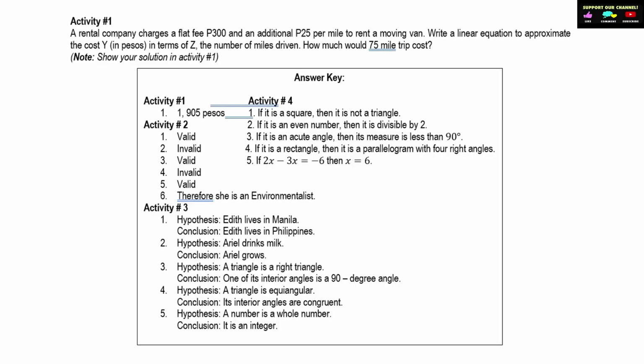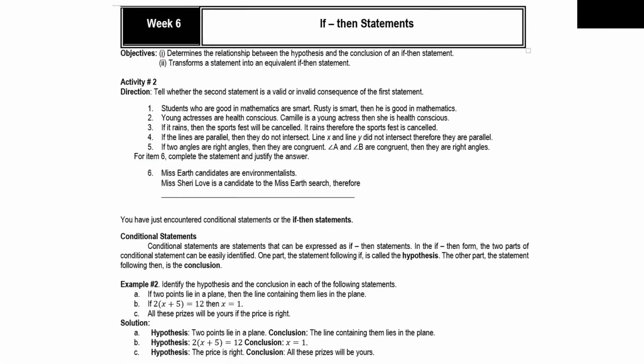So here's now the graph of the function f of x equals 1 half x plus 1. For activity number 1, here is the answer, 1,905 pesos. All you have to do is to show your solution. Okay, for this one, activity number 2, activity number 3, and activity number 4 are the answers for week 6. Week 6 talks about if-then statements. Let's proceed to activity number 2.